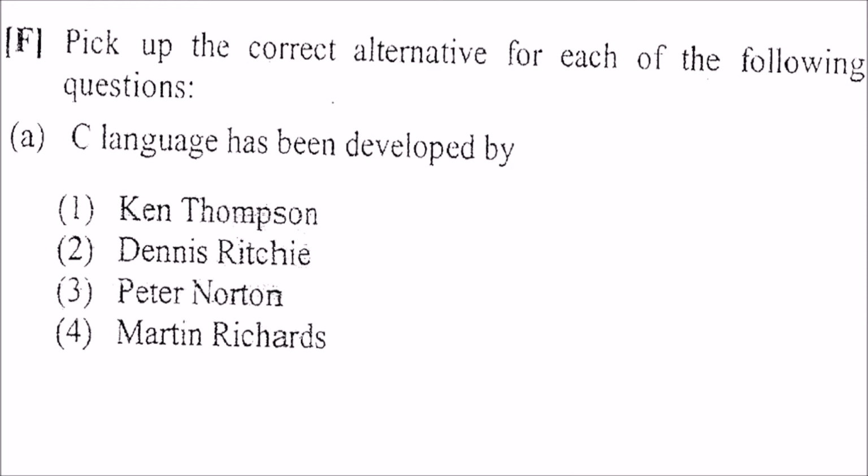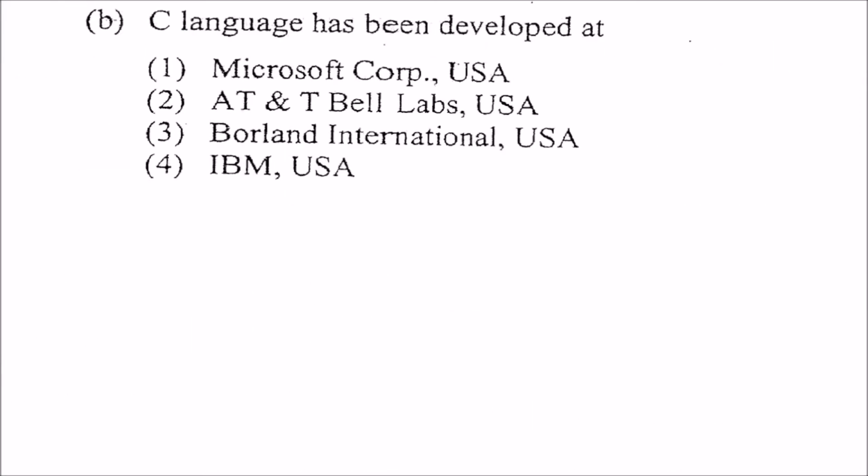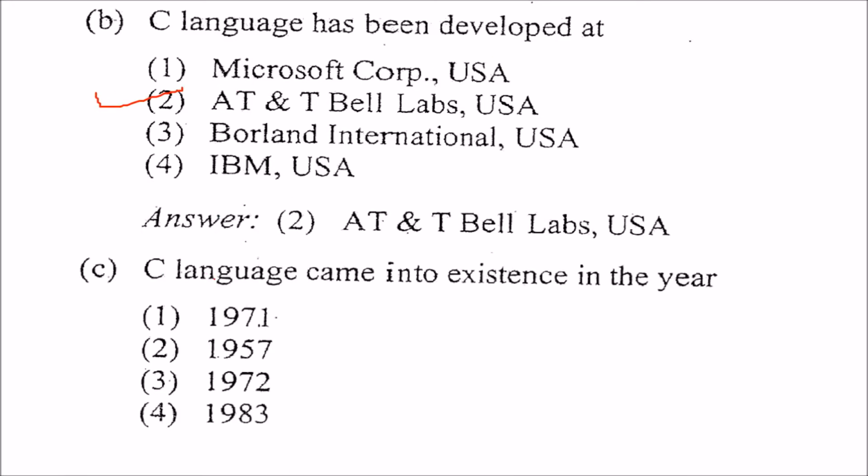Pick up the correct alternative for each of the following questions. C language has been developed by Dennis Ritchie. This is the correct answer. C language has been developed at AT&T Bell Labs. C language came into existence in 1972.